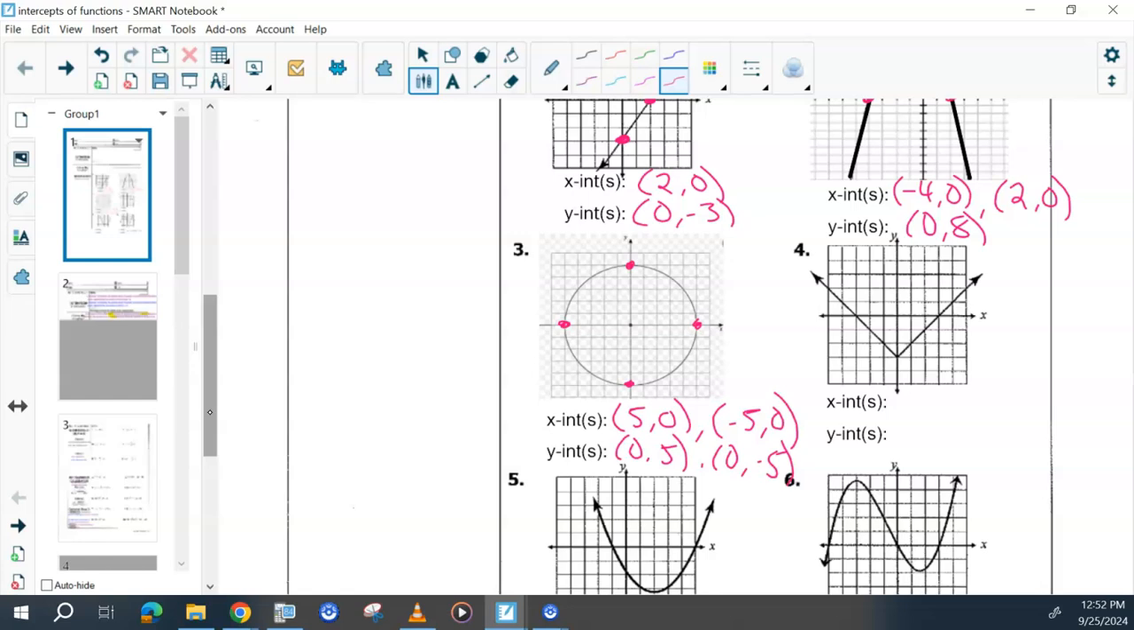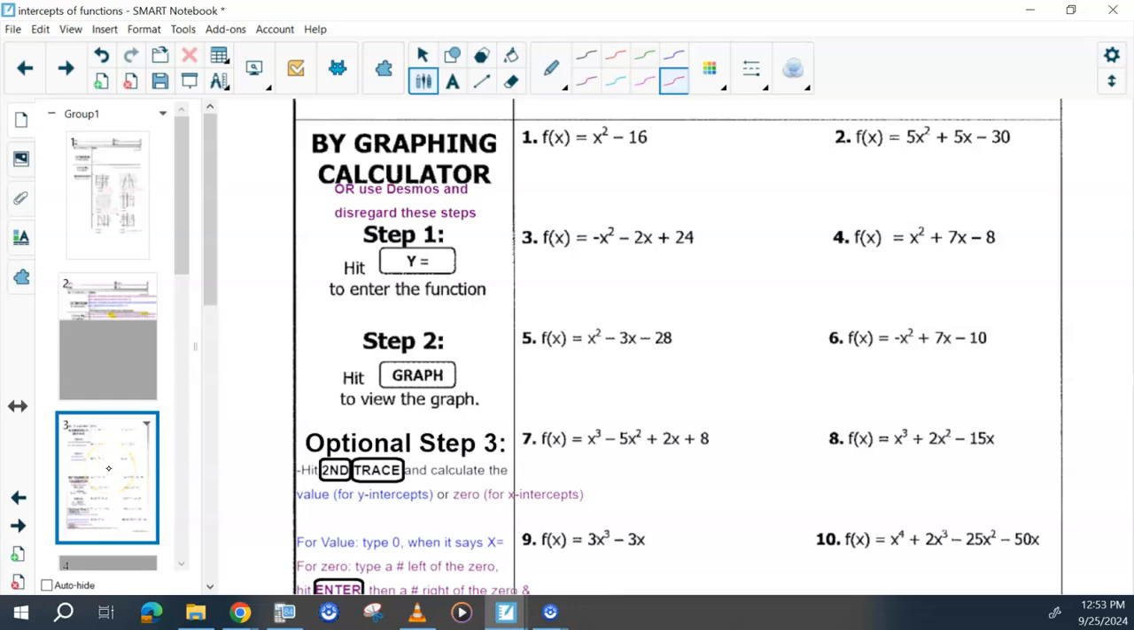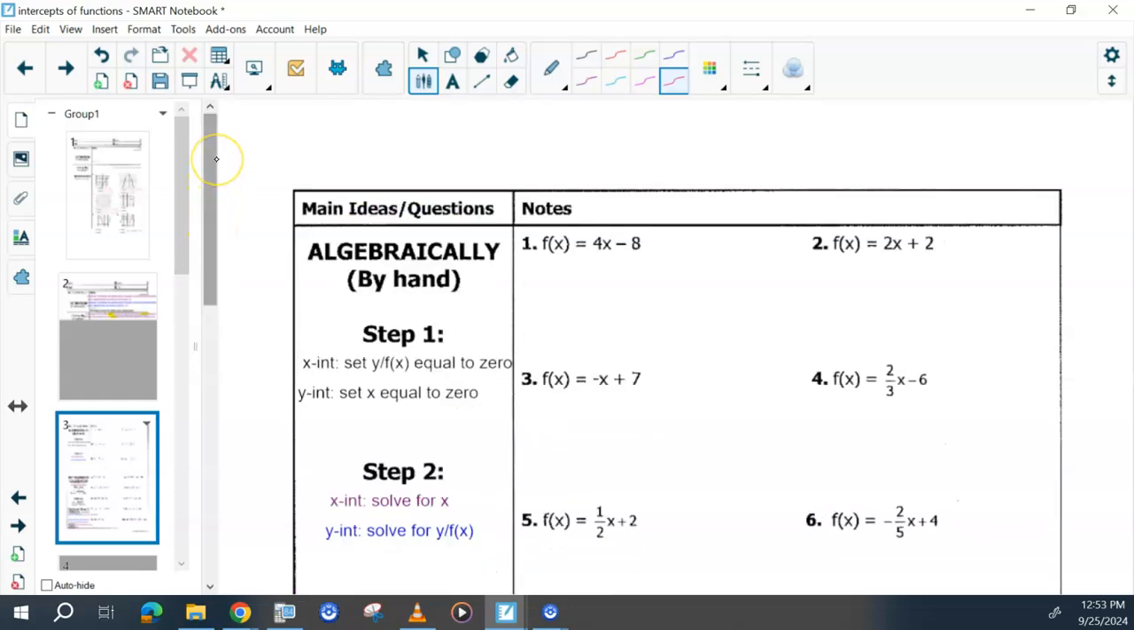Have questions on any of those? If not, let's move on to the next page. So that was finding intercepts from a graph. You should be able to find where it crosses the x or y axis.